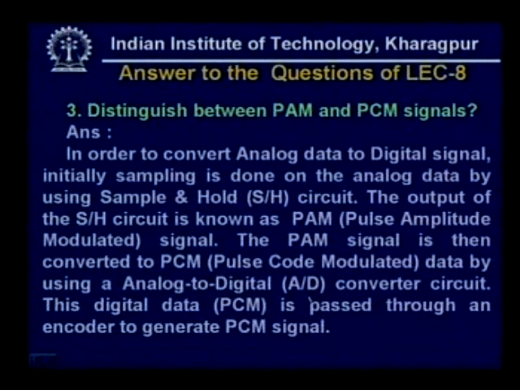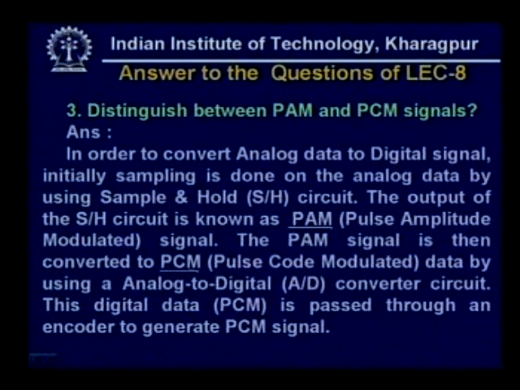The answer is, in order to convert analog data to a digital signal, initially sampling is done on the analog data by using a sample and hold circuit. The output of the sample and hold circuit is known as the PAM signal. The PAM signal is then converted to the PCM signal. So PAM is essentially an intermediate step to get the PCM signal.